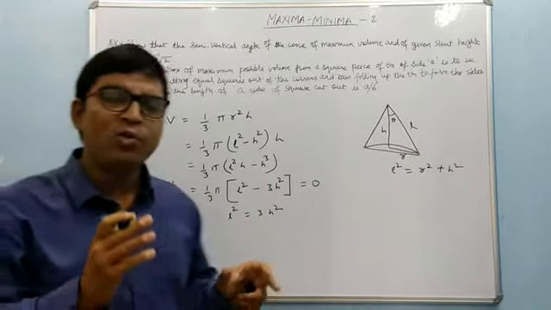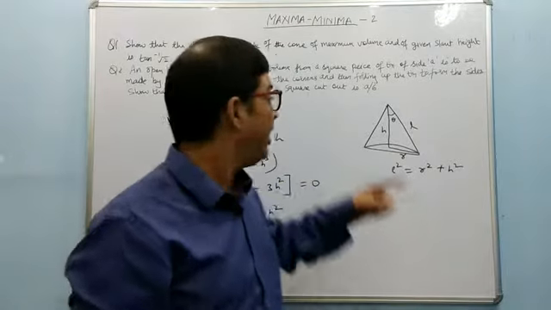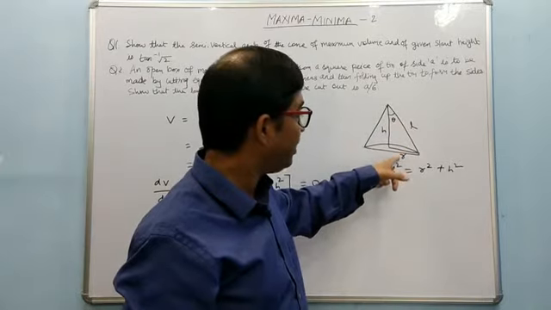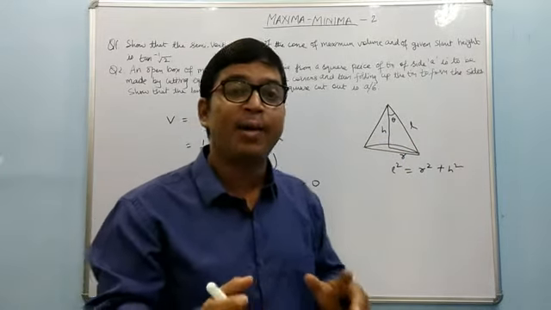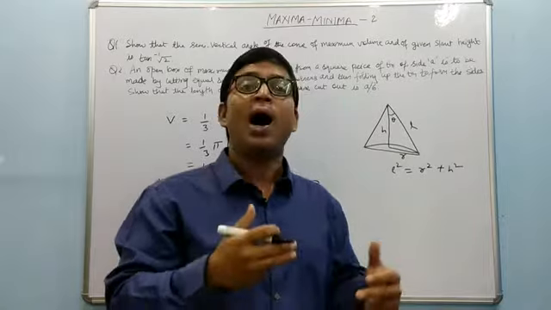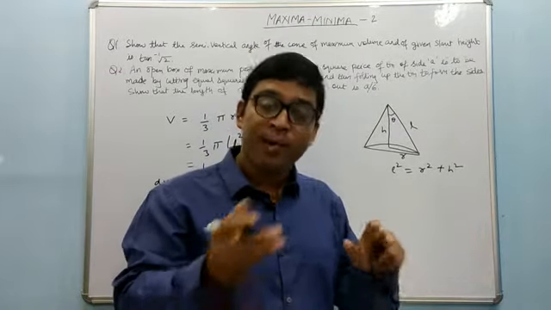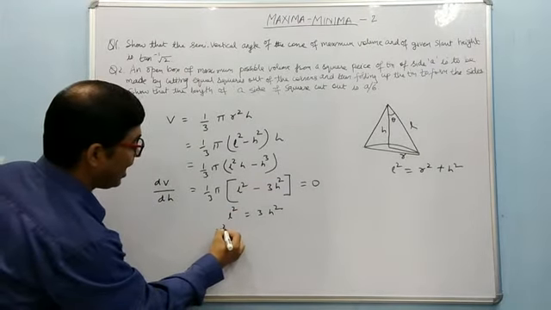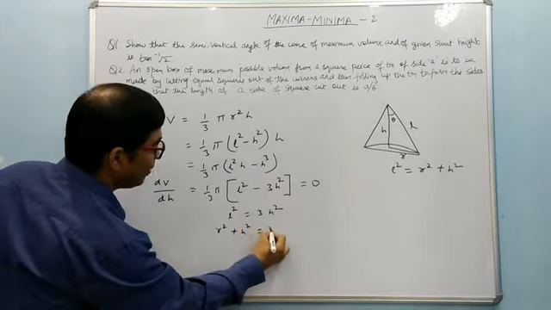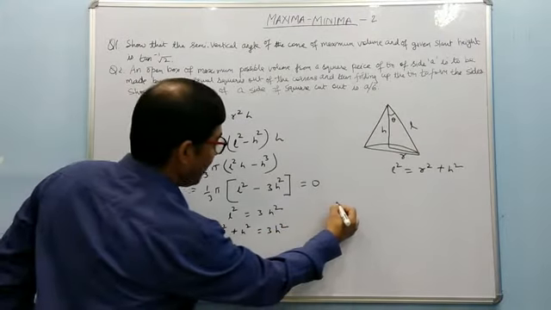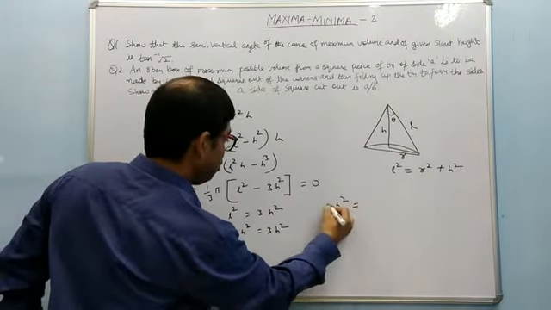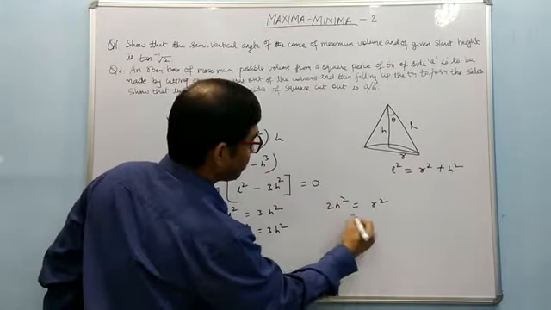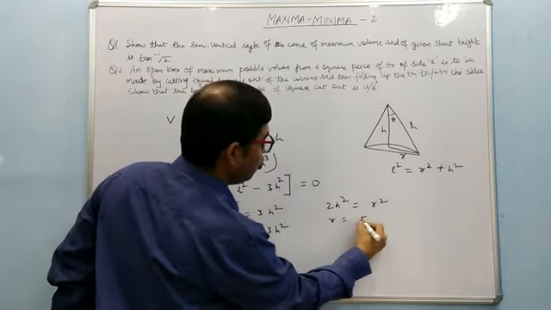And because we have to deal with tan theta, which involves R and H, see here, tan theta is perpendicular by base, so tan theta is R by H. We are concerned about R and H only, because we have to get that result. So we can write R square plus H square is equal to 3H square. So we get 2H square is equal to R square. So we can write R is equal to root 2 H.